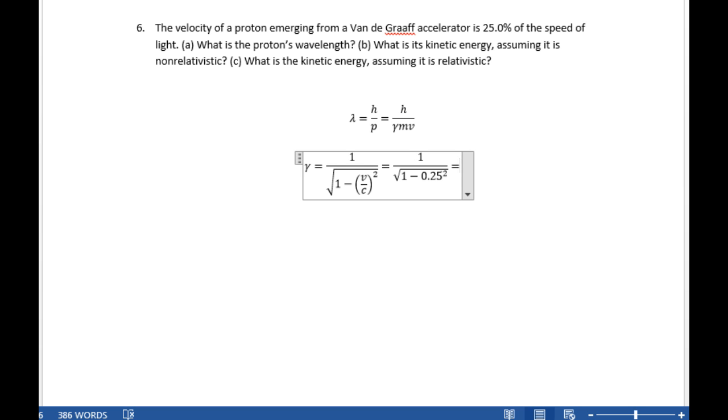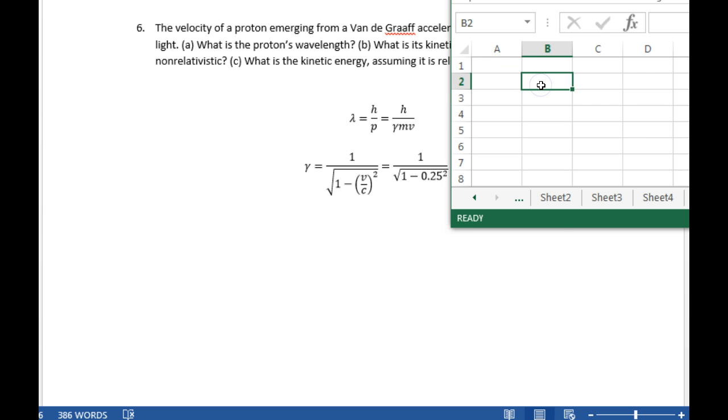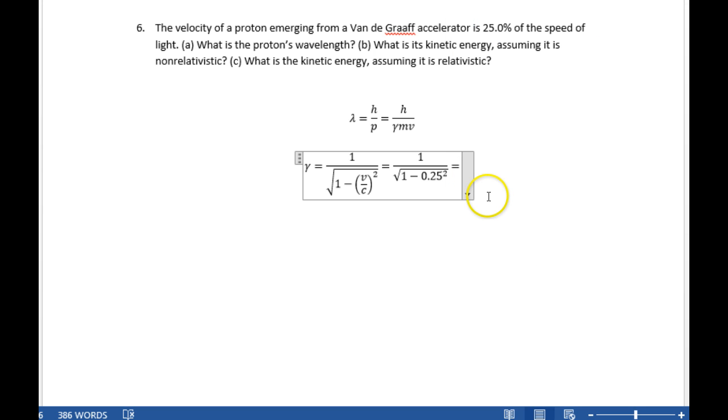So let's figure out gamma real quick. It equals 1 divided by the square root of 1 minus 0.25 squared. So gamma is 1.03. So we're 3% relativistic, basically. 1.03, we'll call it 1.033. That's gamma.